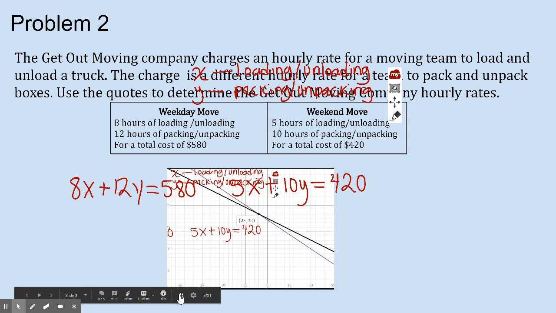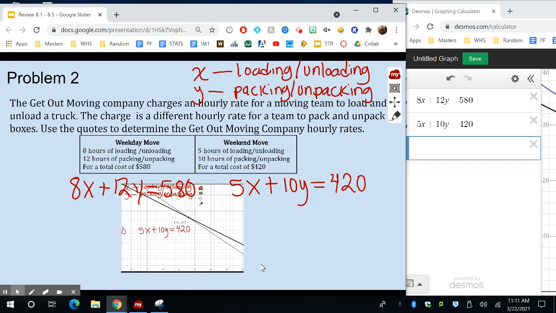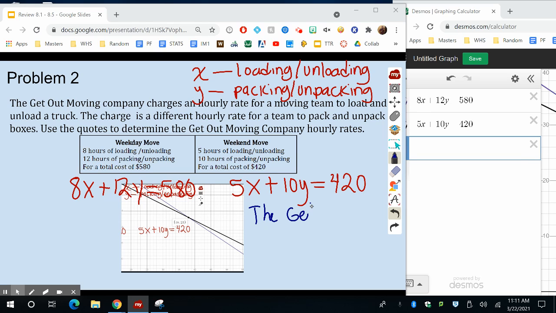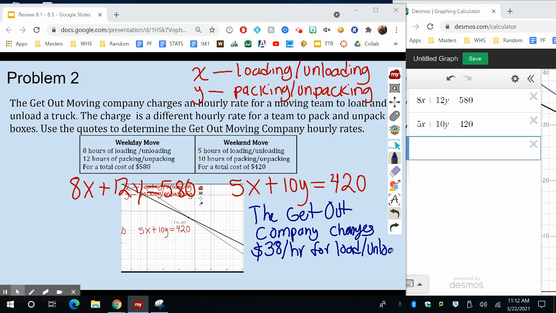And there it is. It gives me my graph. So now I can answer the question and say that the Get Out company charges $38 per hour for loading and unloading, and $23 per hour for packing and unpacking. And that would be the answer for this problem.